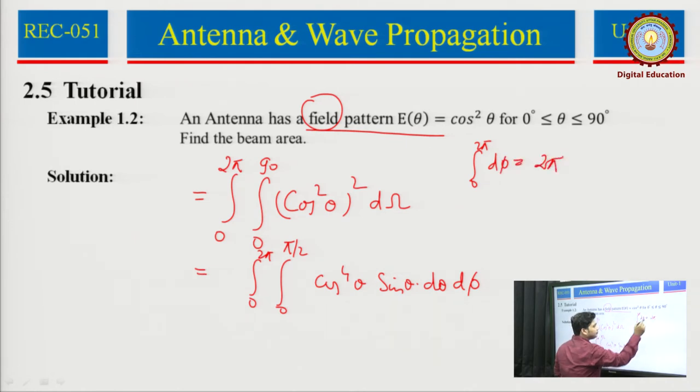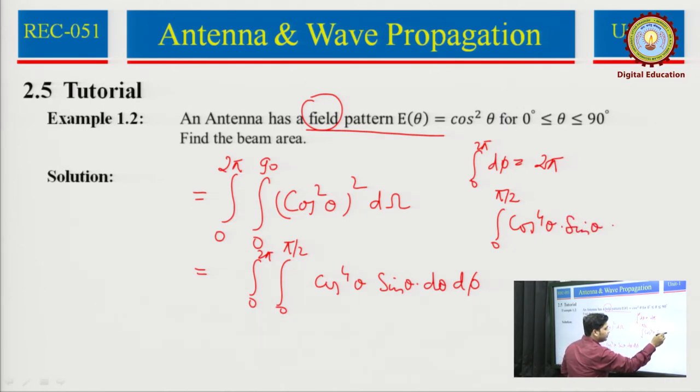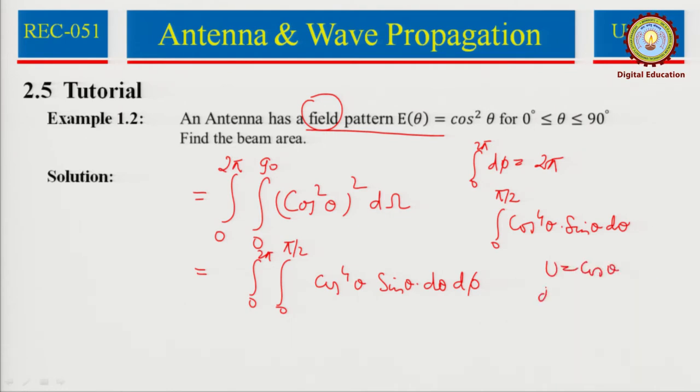2 pi. So, first part of integration we solve. Next part remaining is this value, integration of 0 to pi by 2 cos to the power 4 theta into sin theta d theta. How are you going to solve this? Let us assume cos theta is some other form, let u is equal to cos theta. So, du is how much? Minus sin theta into d theta.